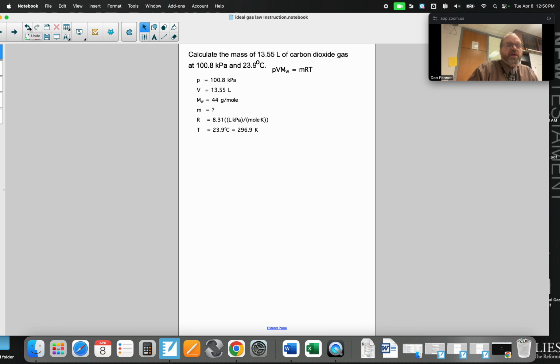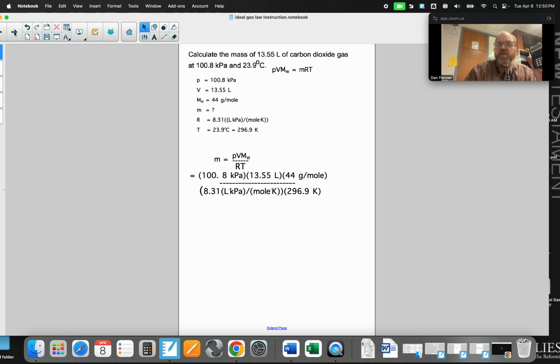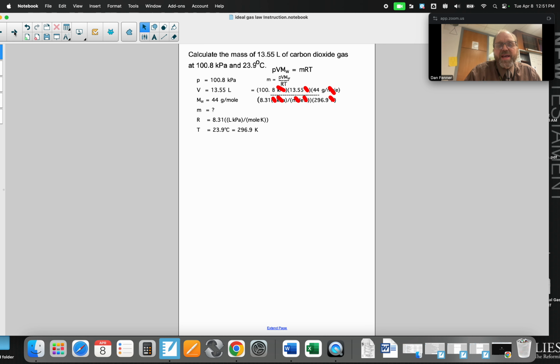That means R and T are going to have to come down. So we're going to get m is equal to PV MW over RT. Plug our values in. We get 100.8 kilopascals, 13.55 liters, 44 grams per mole. Hit equal in the calculator. Divide by 8.31. Hit equal. Divide by 296.9. Hit equal. When we do that, what units cross out? My kilopascals cross out. My liters cross out. My moles cross out. I'm left with units of grams. We should get 24.36 grams.